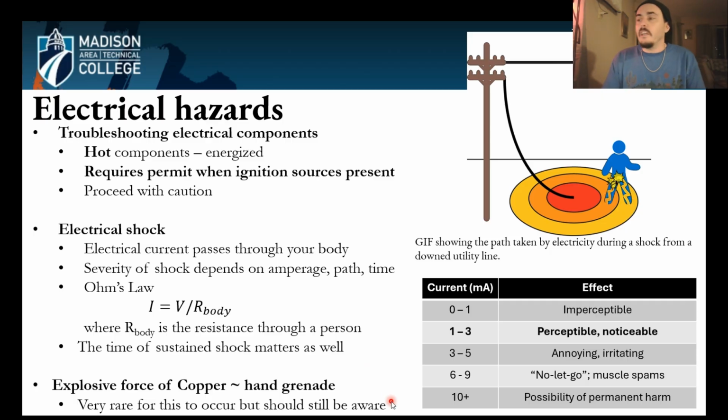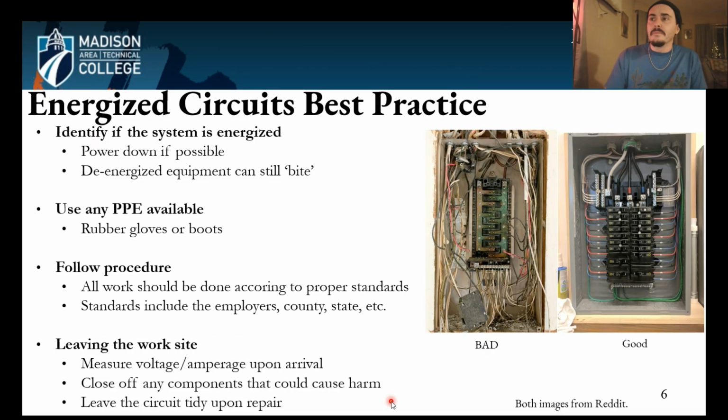Lastly, if for some reason you were to vaporize copper, it has the explosive force of a hand grenade. I thought this was like a fun fact given from the textbook, but this is very rare to occur, but I guess this is something you should still be aware of.